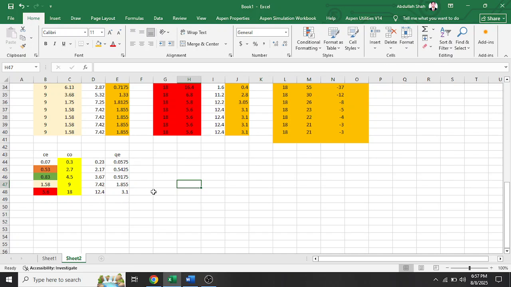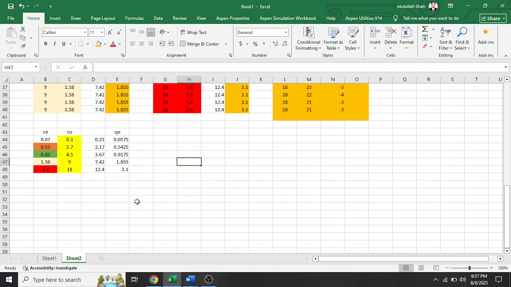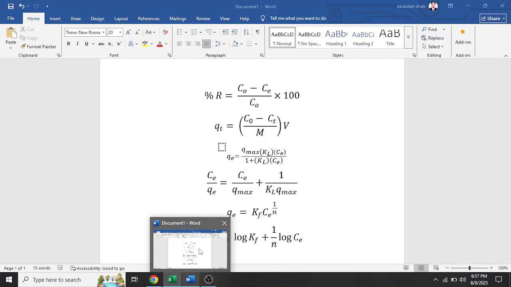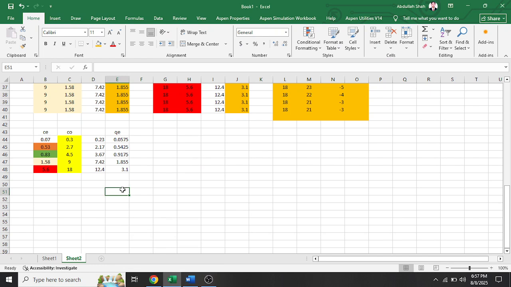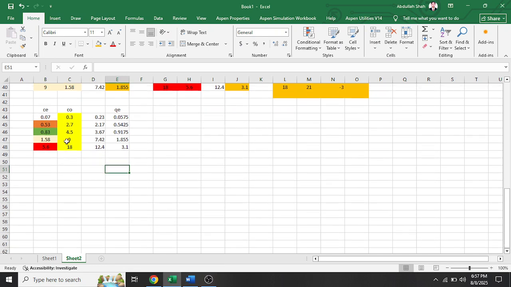Okay. Now, in order to plot the linear form of the Langmuir isotherm, you will plot CE divided by QE on the y-axis, and on the x-axis you will plot CE, in order to get the slope and y-intercept. So CE divided by QE. Now this is the CE. This is the QE.